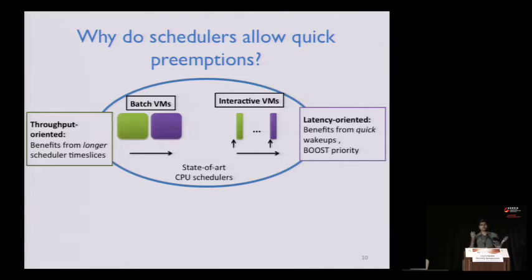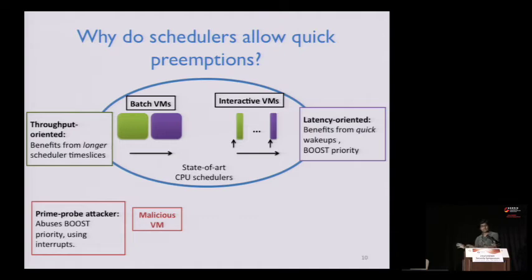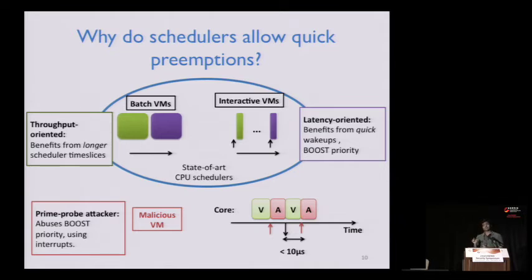Although current schedulers do a good job of addressing these complementary demands of the two workloads, they fail to realize that there could be a malicious VM which could abuse these properties of the two classes of VMs that the schedulers use. Particularly, the prime and probe attacker abuses this boost priority mechanism by sending interrupts to itself and waking up very frequently. Such a mechanism was actually used by Zhang et al. in the CCS 2012 attack, where they were able to achieve a preemption interval as low as 10 microseconds.